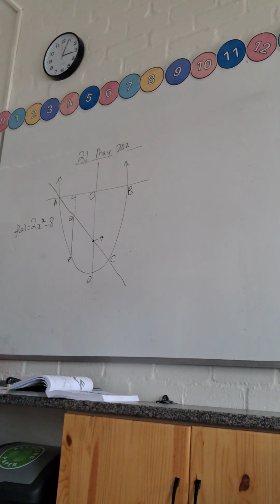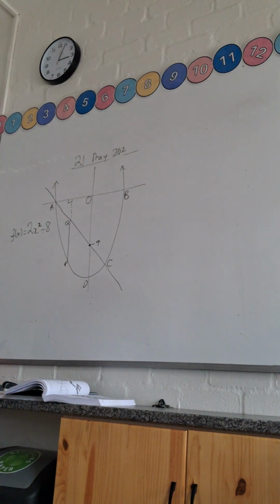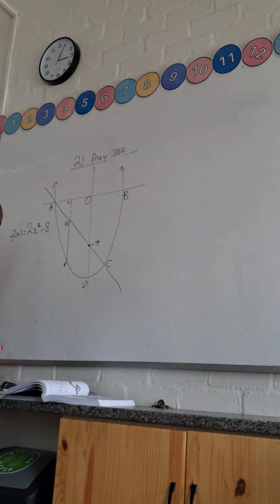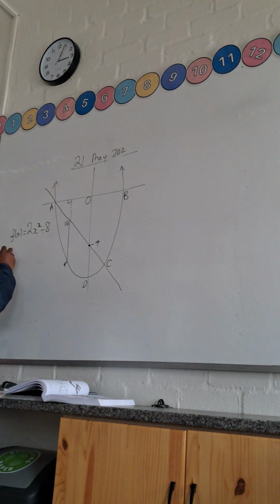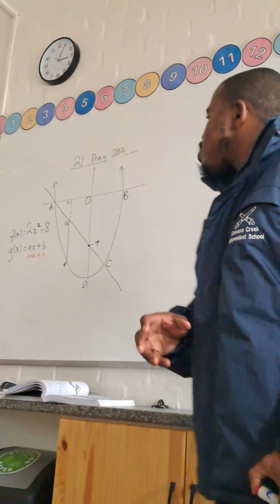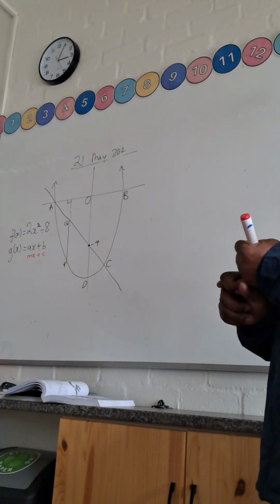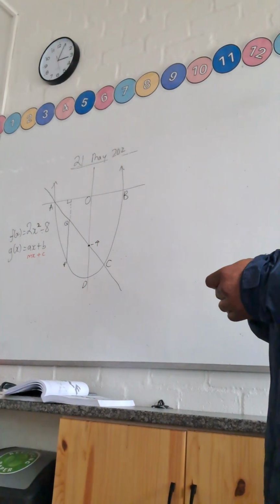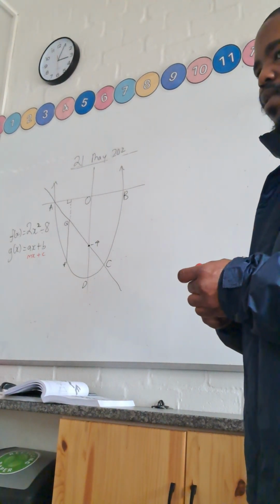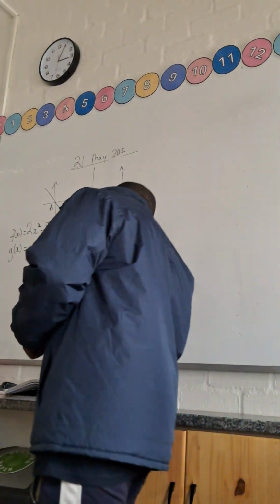So f of x is 2x squared minus 8. And they tell you that g of x is ax plus b. It's just another way of writing. Some textbooks don't use mx plus c. Some use ax plus b, but it doesn't make a difference. It's still the same. So they haven't given you the actual equation of the line. Does that make sense? Okay, I'll give you a chance to copy. No pressure.